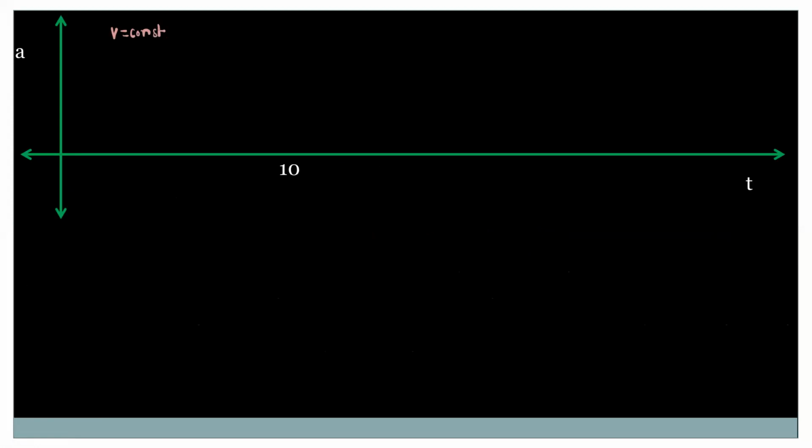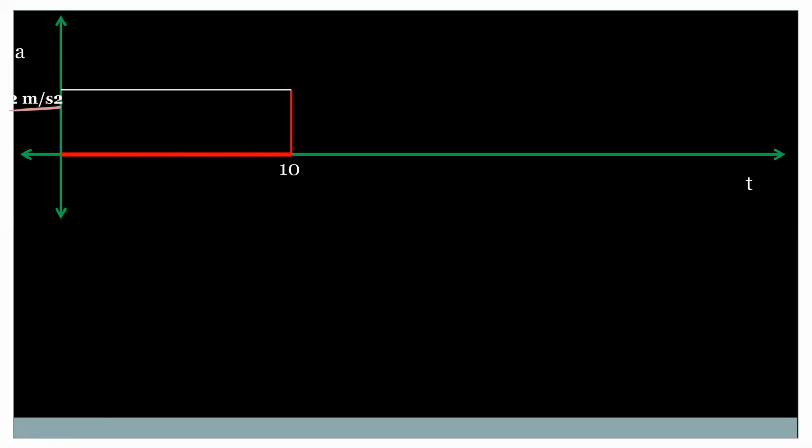So when velocity is constant, the acceleration value will be 0. So this is the 0 acceleration. After 10 seconds, for 10 to 15, the particle suddenly accelerates, having an acceleration of 2 meter per second square. So you can observe on the graph of acceleration and time, this is the sudden acceleration, and that value is 2 meter per second square.